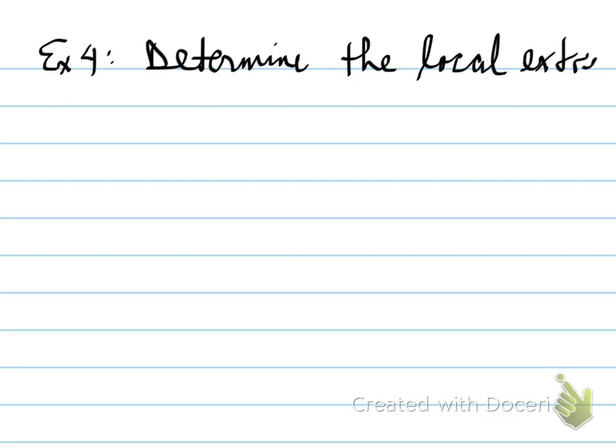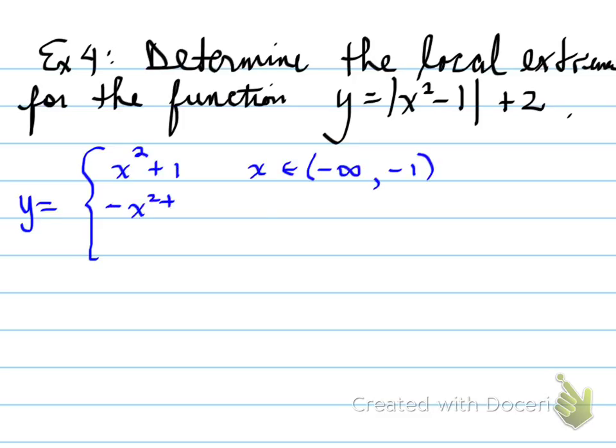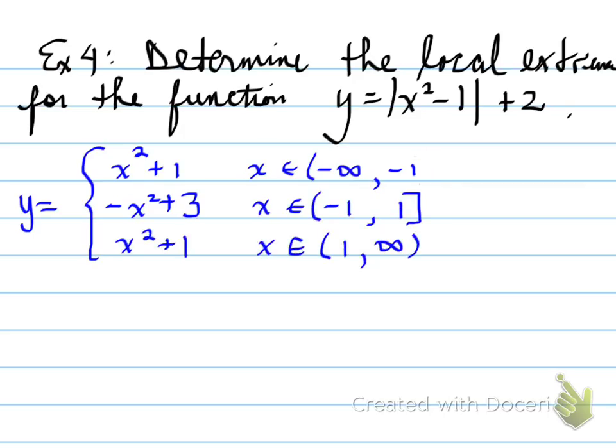Example number 4. Determine the local extrema for the function y equals absolute value of x squared minus 1, plus 2. So this is the piecewise notation for this particular example. What you see here, though, is something where you need to figure out how we got these intervals. What's important to note is in an absolute value function, the main thing is that absolute means that the sign changes. The sign only changes when the inside of the absolute sign is negative.